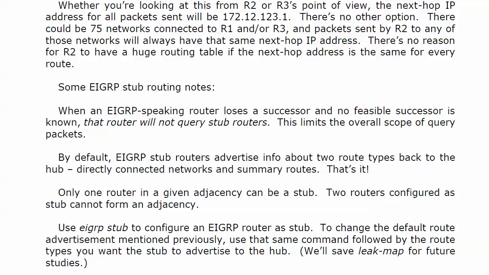Good stuff to know. Now, only one router in a given adjacency can be a stub. Two routers, both configured as an EIGRP stub, cannot form an adjacency. And to configure a stub, we're going to use the EIGRP stub command. And this is a router command. It's not an interface deal. And to change the default route advertisement we talked about a moment ago, we're going to use that same command followed by the route types you want the stub to advertise to the hub. And there's going to be a leak map option. We're going to leave that alone for right now. And at the beginning of the very next video, we will work with an EIGRP stub router or two. I'll see you there.